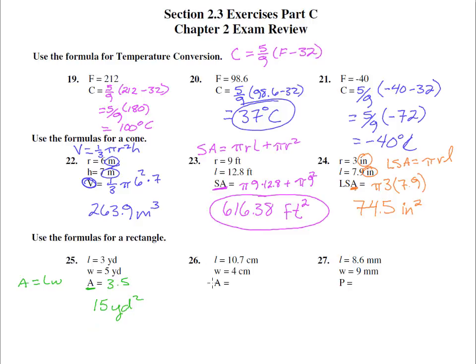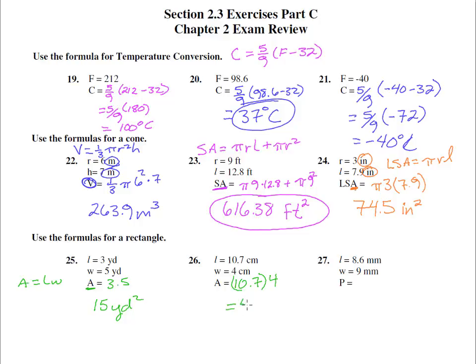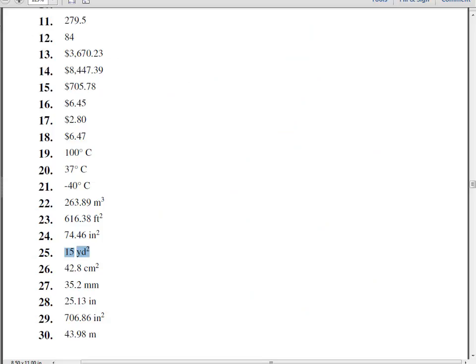Number 26. Area is going to be length times width. We get to use the same formula, so we're going to take length, 10.7, times the width, which is 4. Let's use a calculator. 10.7 times 4 equals 42.8. So it's going to be 42.8. And now the units, we were in centimeters, but we now found an area. So we'll be in centimeters squared. Centimeters times centimeters gives us square centimeters. Check our answer. 42.8 centimeters squared.